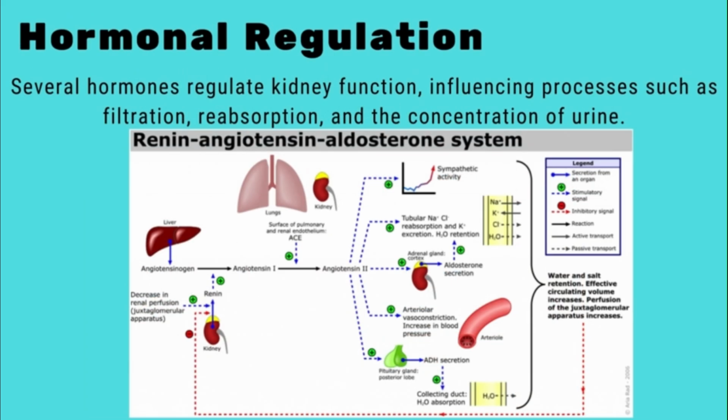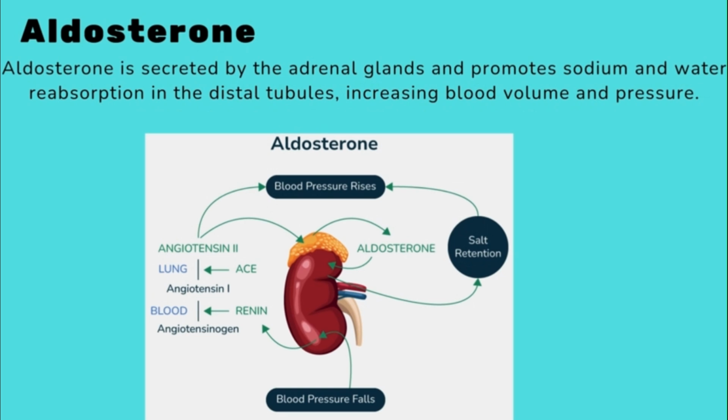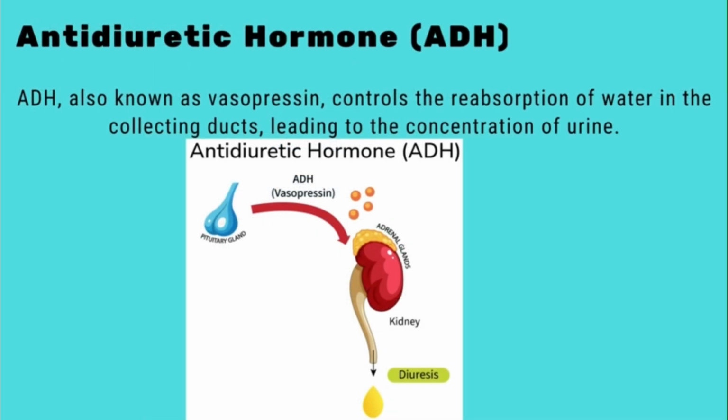Hormonal regulation. Several hormones regulate kidney function, influencing processes such as filtration, reabsorption, and the concentration of urine. Aldosterone. Aldosterone is secreted by the adrenal glands and promotes sodium and water reabsorption in the distal tubules, increasing blood volume and pressure. Antidiuretic hormone, ADH, also known as vasopressin, controls the reabsorption of water in the collecting ducts, leading to the concentration of urine.